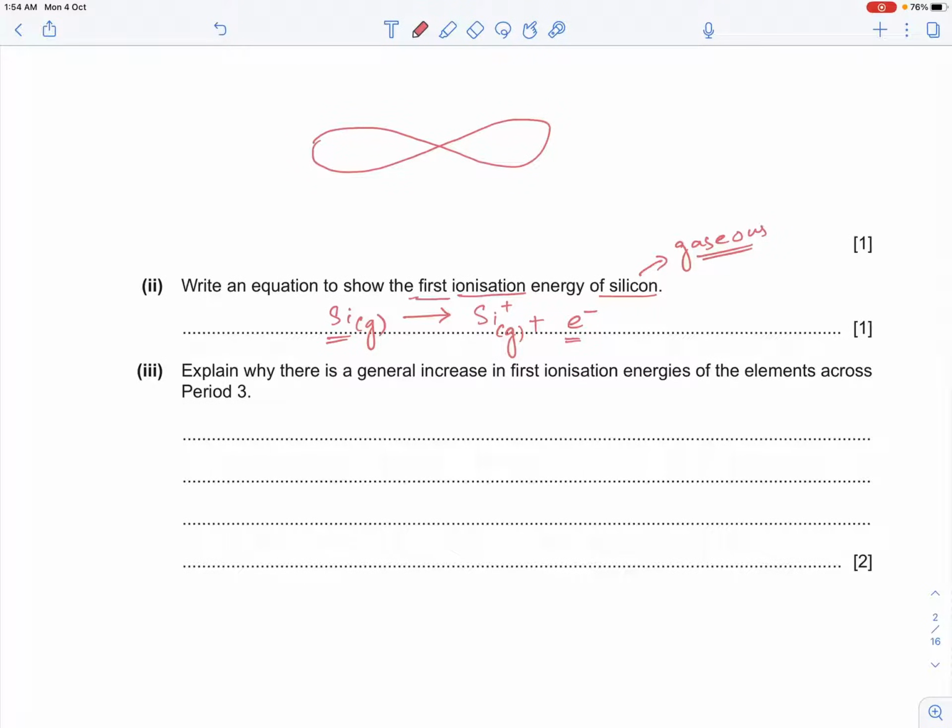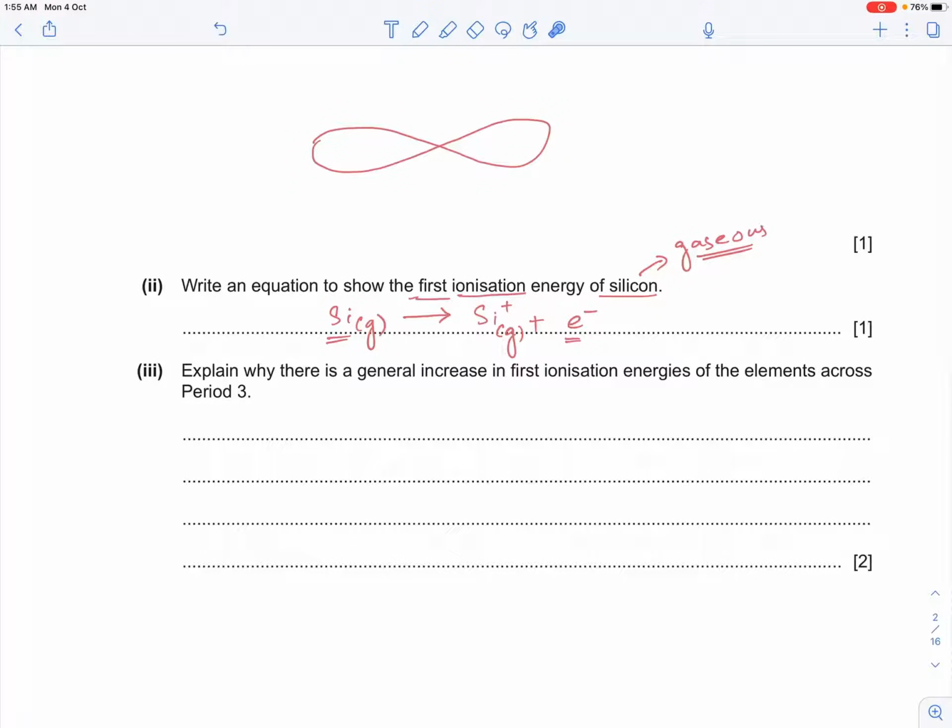Again, I will repeat the definition: it is the energy required to remove 1 mole of electrons from 1 mole of gaseous atoms. So this is 1 mole of gaseous silicon forming 1 mole of gaseous ions. When silicon loses 1 electron, it gains a +1 charge, right? And here we have 1 mole of silicon, and it releases 1 mole of electrons to form 1 mole of gaseous ions.